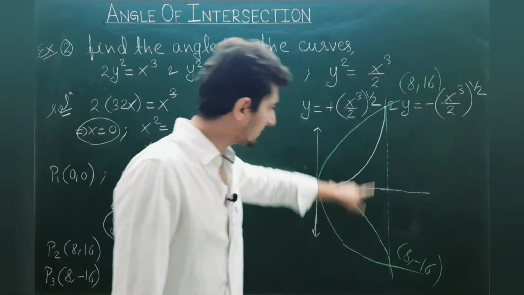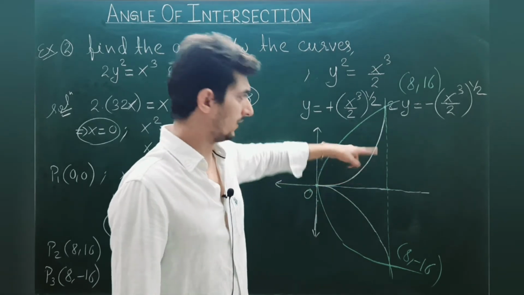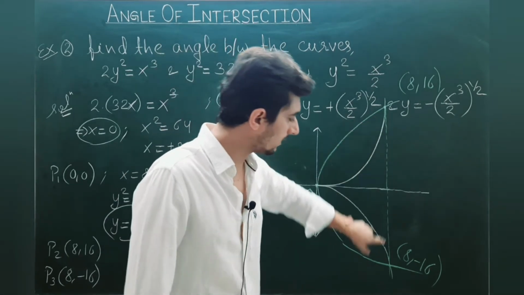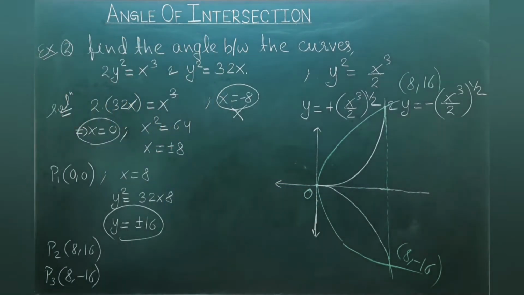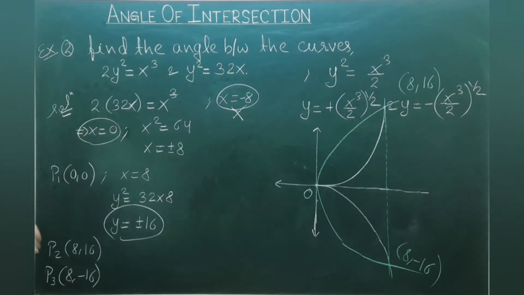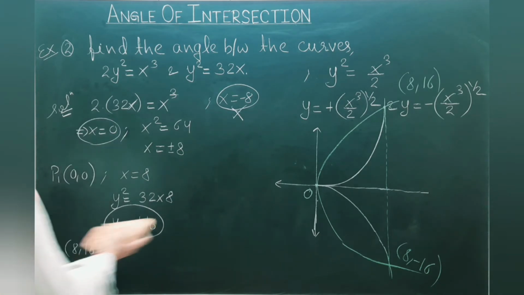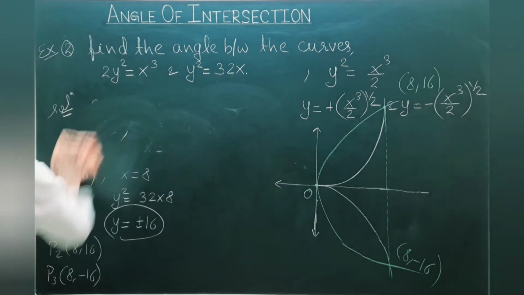You can clearly see that these are symmetrical points. Whatever angle will be here, the same angle you are going to get here. And at the origin, I can easily calculate the angle. So let me rub this, and then we will do the algebraical part.